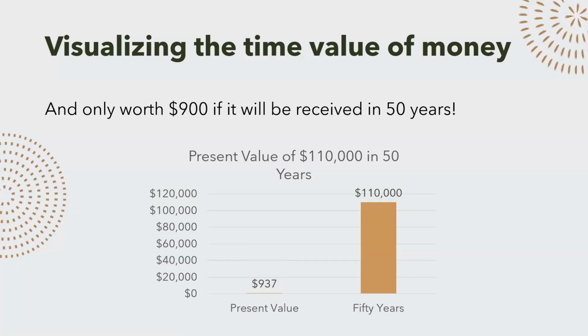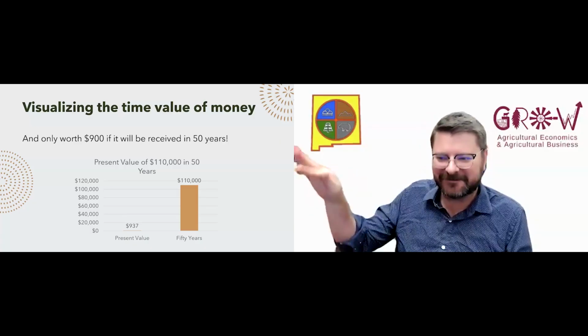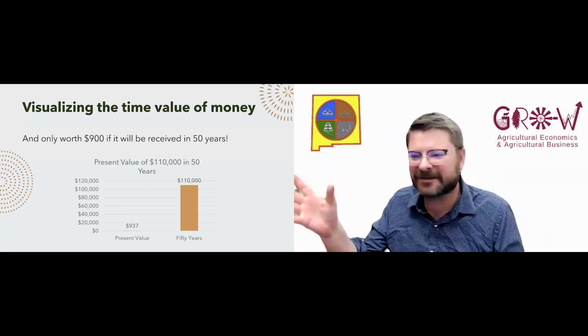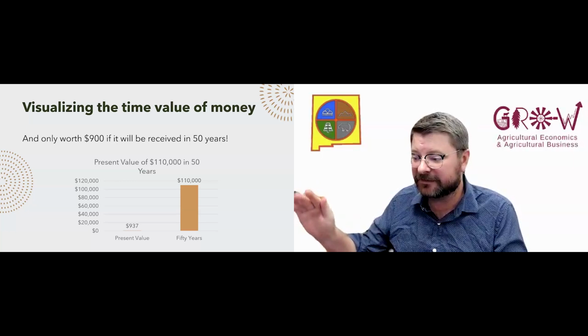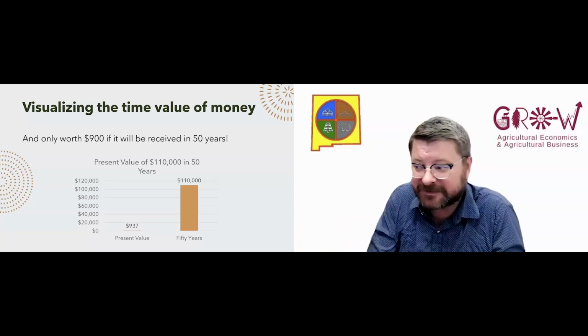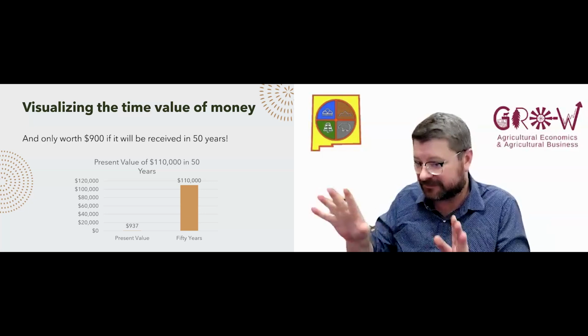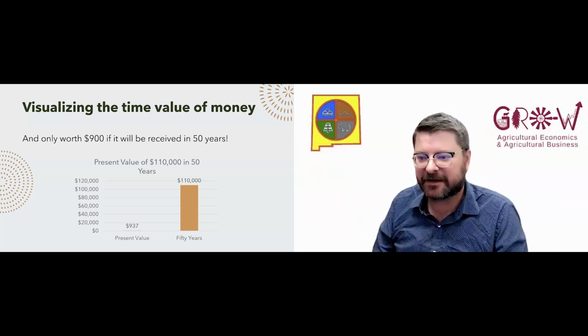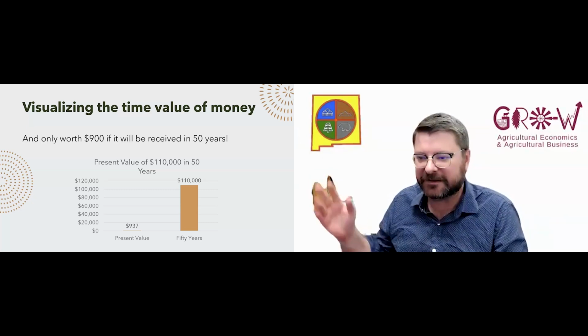Now look at this. If you promise me that in 50 years, sorry, 50 years, that I would get $110,000, that's only worth less than $1,000 to me. That is kind of hard to wrap your head around the first time that you see that, right? But it's the same concept. If I can save for 50 years, if I put about $1,000 down, and the interest rate remains 10% over that 50 years, then I would have $110,000 at the end of 50 years.